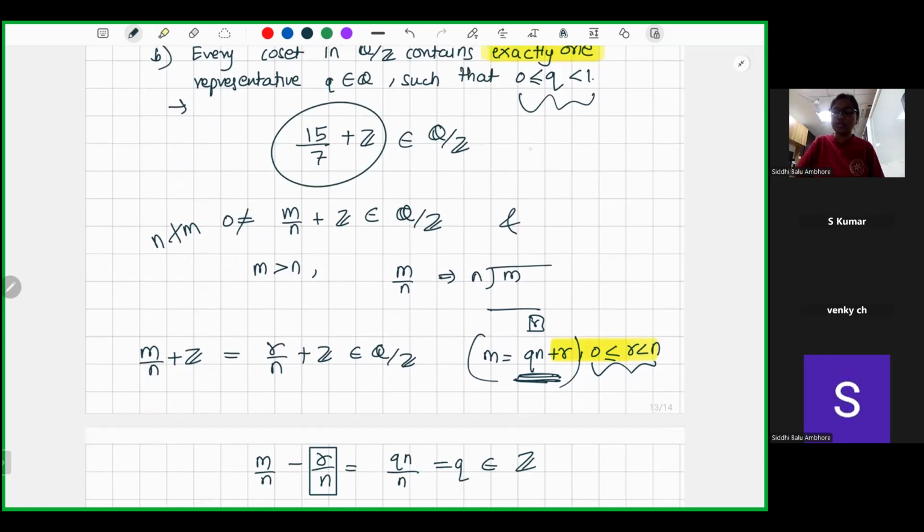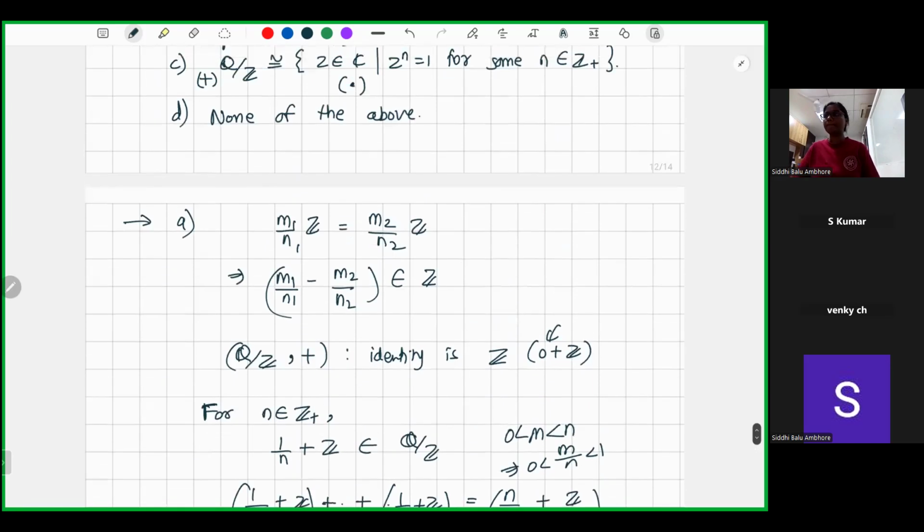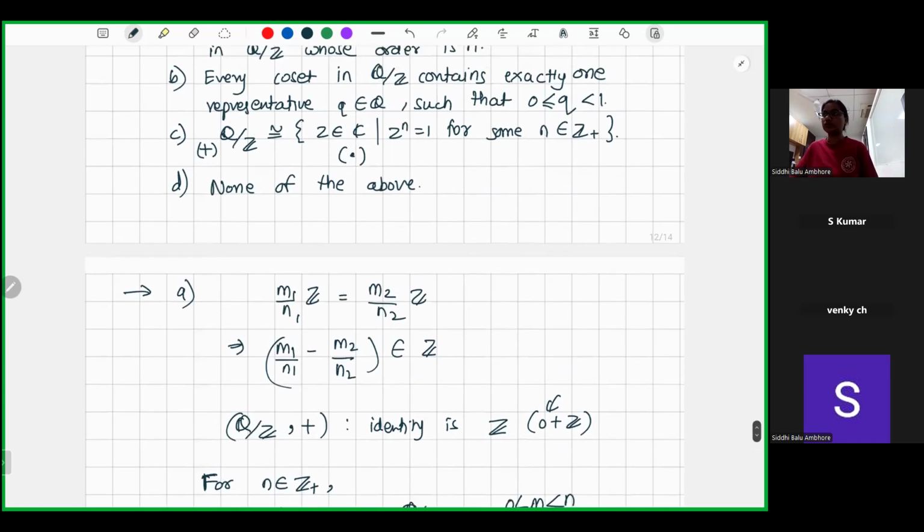This q, which they wrote here, is m by n for me, and I just proved that it will have this expression. Q mod Z is actually r by n plus Z, with 0 less than or equal to r by n. Is this okay? Any doubt? Okay, it's okay, right? Great.